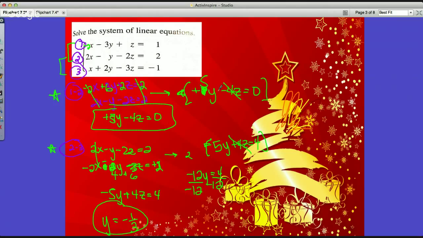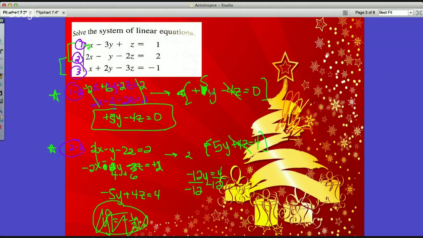Plus 5y minus 4z. And you might want to just check yourself, just like me. Sometimes you mess up a little bit when you multiply. So we got 2x minus y minus 2z equals 2. Perfect. Negative 2x minus 4y plus 6z equals 2. Negative 5y plus 4z equals 4.